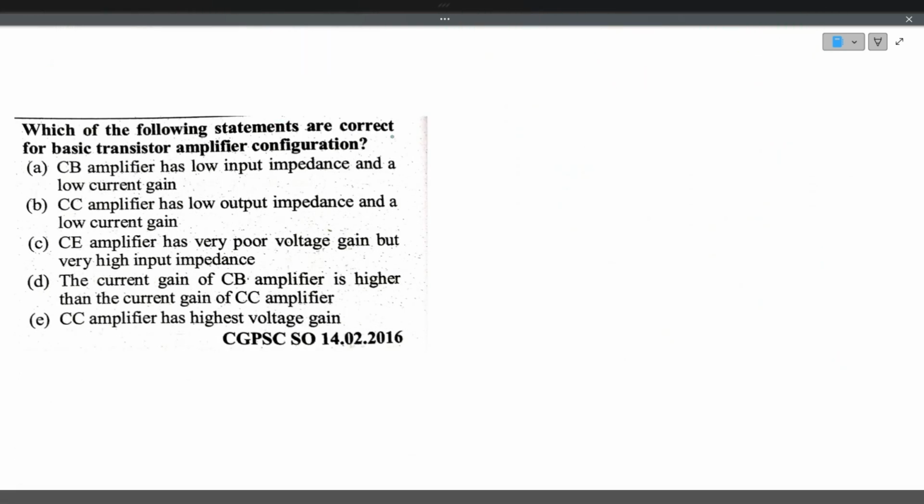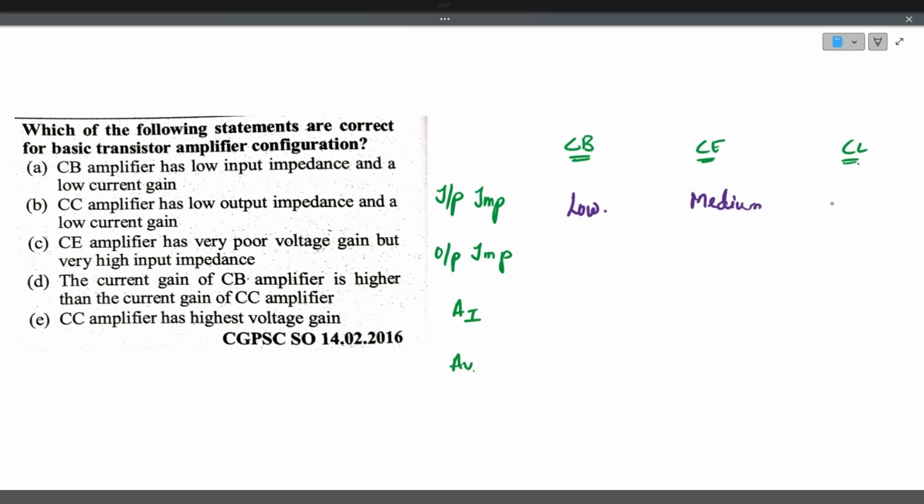Which of the following statements are correct for the basic transistor amplifier configuration? We have already seen the comparison of common base, common emitter and common collector. He has given the input impedance, output impedance, current gain and voltage gain. The input impedance of a common base is very, very low, whereas for the common emitter it is medium, and for the common collector it is the highest.